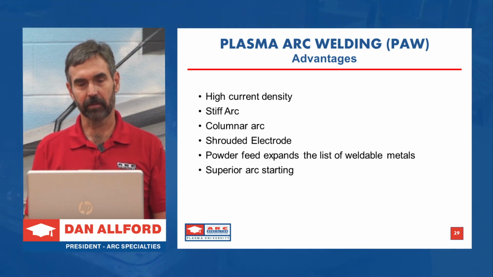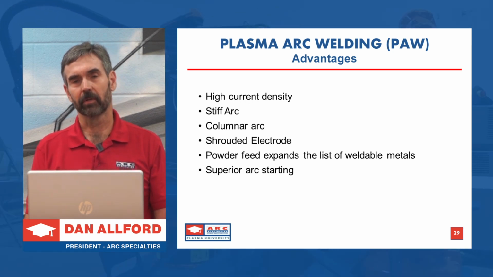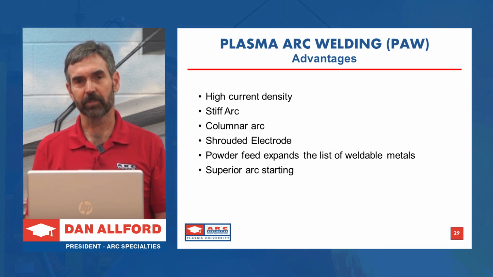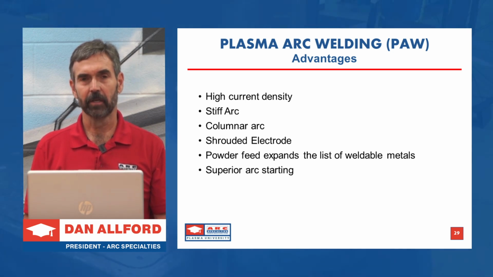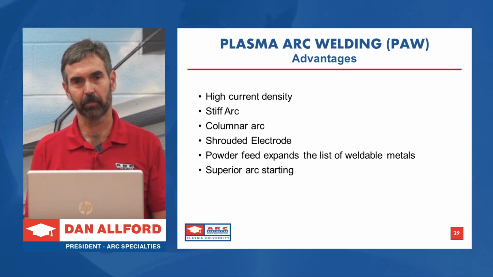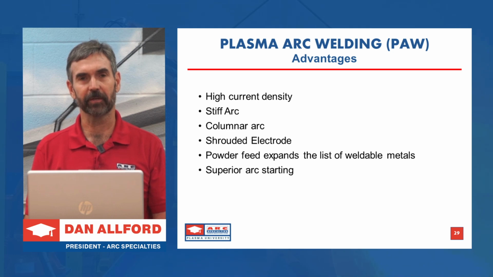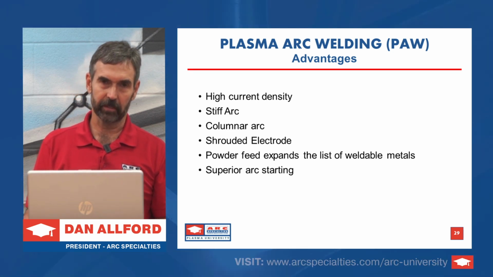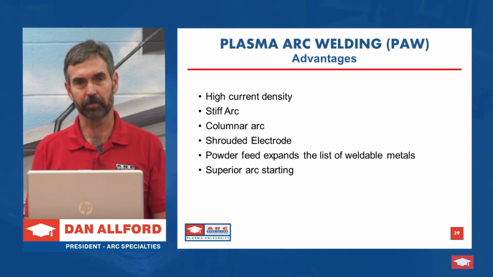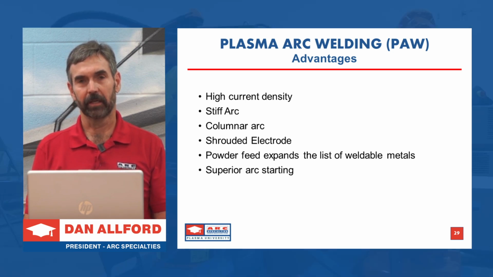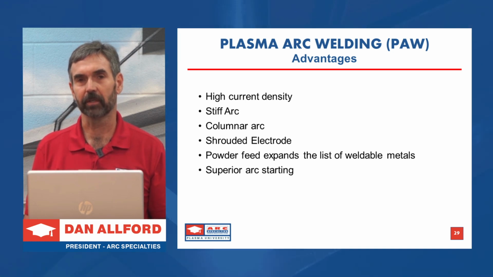The columnar arc is better than a diverging arc. The shrouded electrode is huge. On TIG welding, one of the most frequent causes of stoppages is the tungsten becomes degraded, contaminated either with wire or oxides or whatever, and this forces you to stop and grind the tungsten again. This happens much less frequently when the tungsten is shrouded inside the anode. And this whole idea of being able to powder feed expands your list of weldable materials, and you have much superior arc starting because you have that pilot arc and that ionized column of gas coming out of the torch. If you can get that to touch the piece, I guarantee you'll have an arc strike.